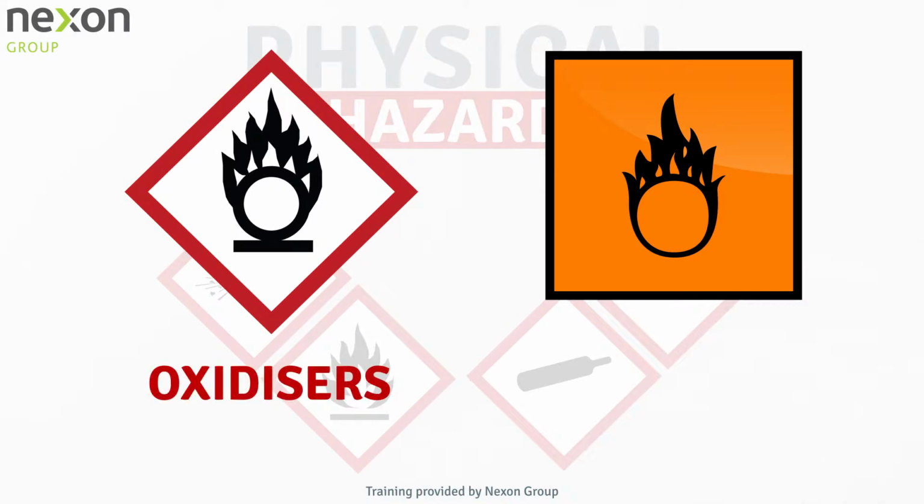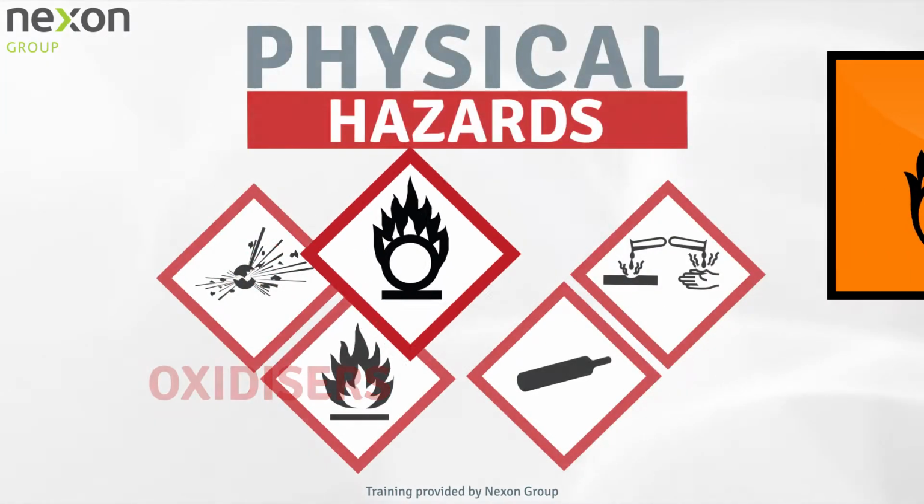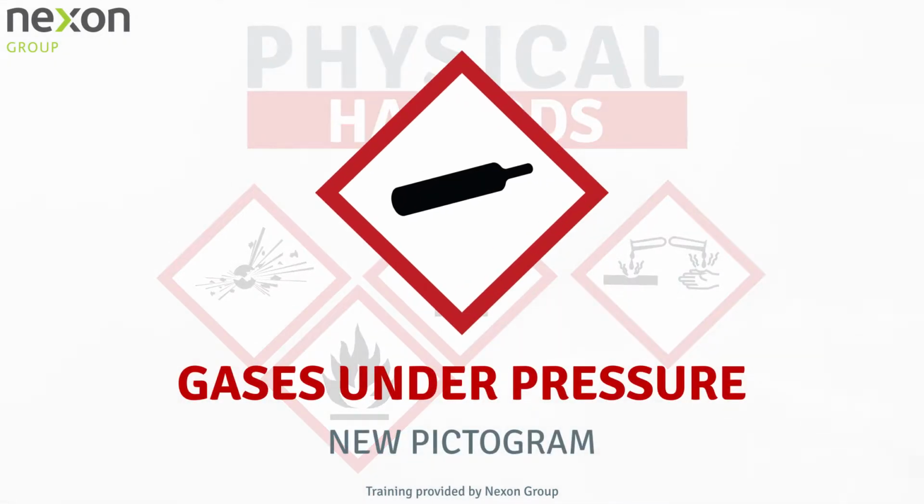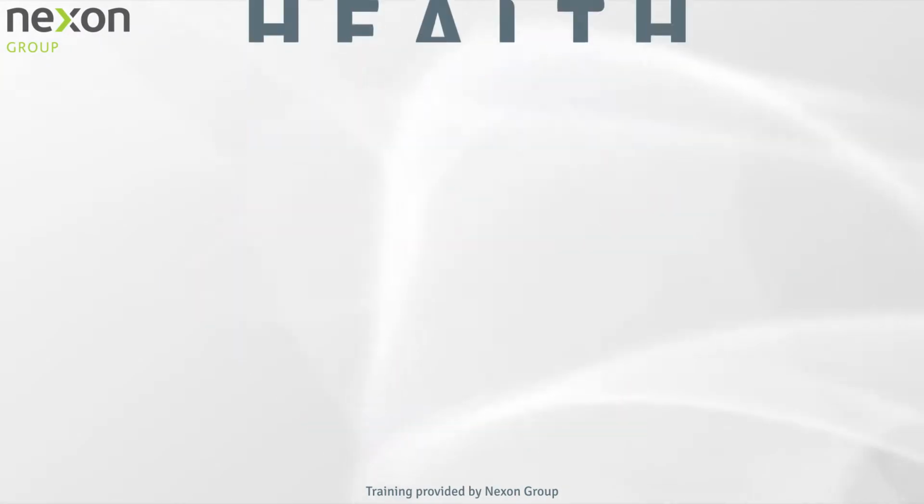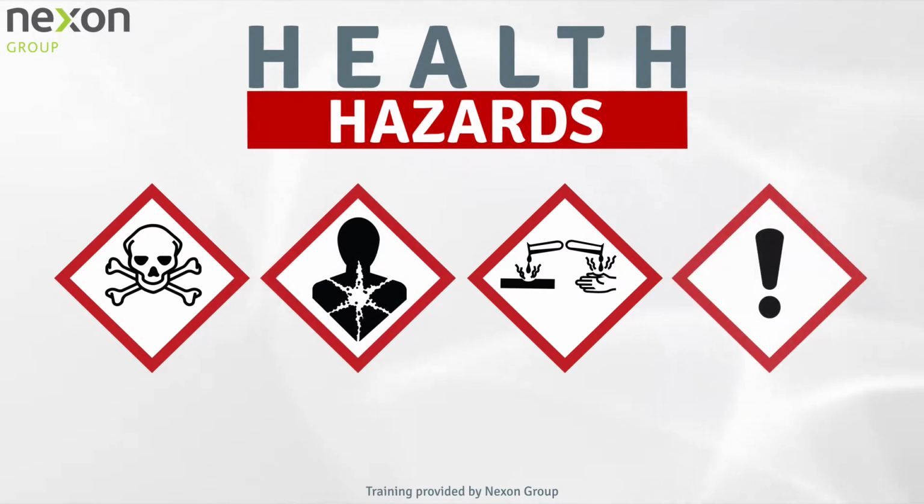Again, you can see the old DPD symbol below. Here is the pictogram for oxidizers with the old DPD symbol showing below. Here is the pictogram for gases under pressure. This is a new hazard identified by CLP and there is no equivalent DPD symbol. This pictogram means that the chemical is corrosive to metal. We will also see the corrosive symbol in the health hazards section, meaning the chemical is corrosive to the human skin. Below are the 4 CLP pictograms for health hazards.